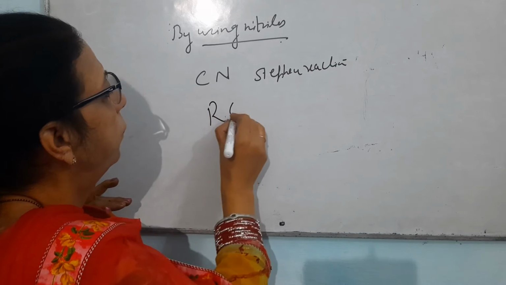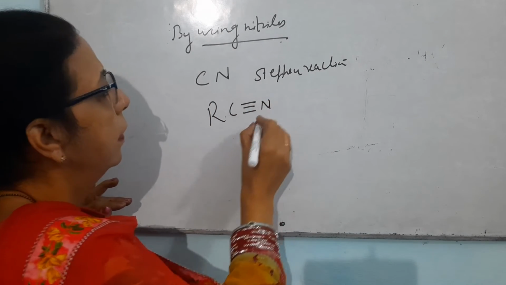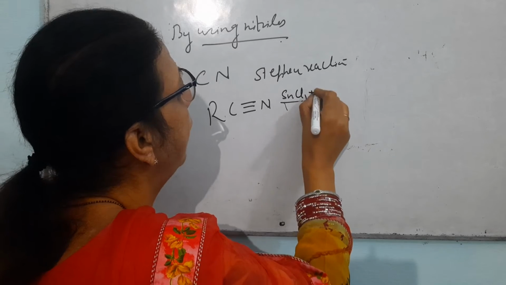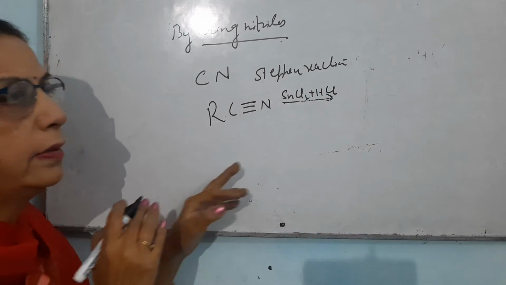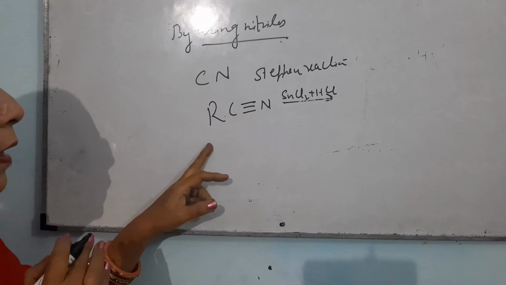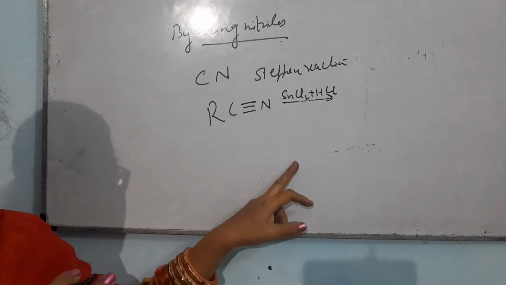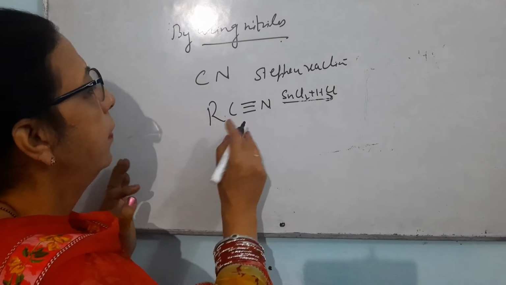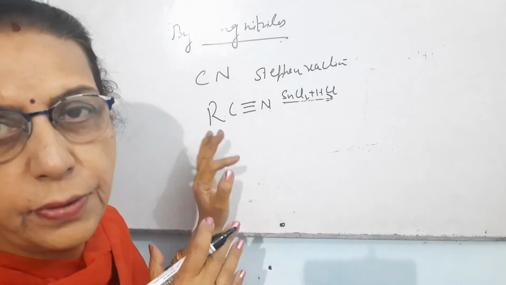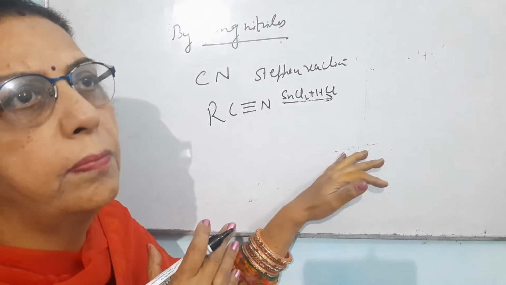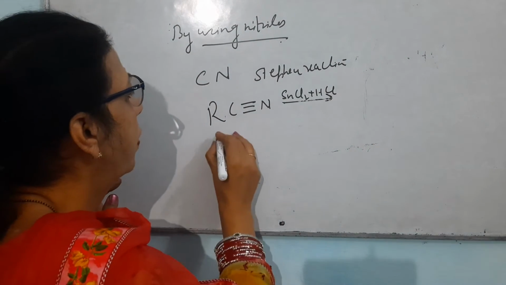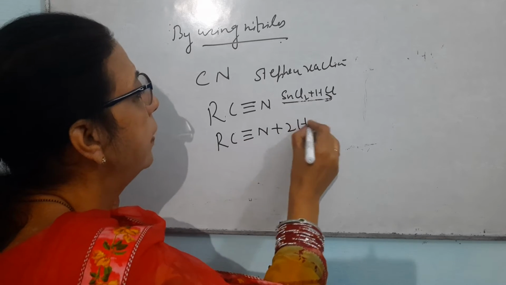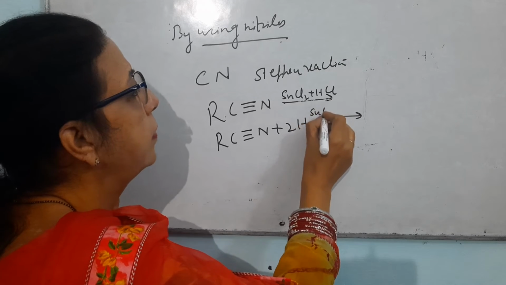The reaction of nitrile takes place in the presence of SnCl2 and HCl. SnCl2 acts as a reducing agent. There will be formation of nascent hydrogen by the reaction of SnCl2 with HCl. This nascent hydrogen will react with nitrile and it will be followed by hydrolysis. There will be formation of RCN, nascent hydrogen, by the reaction of SnCl2 with HCl.